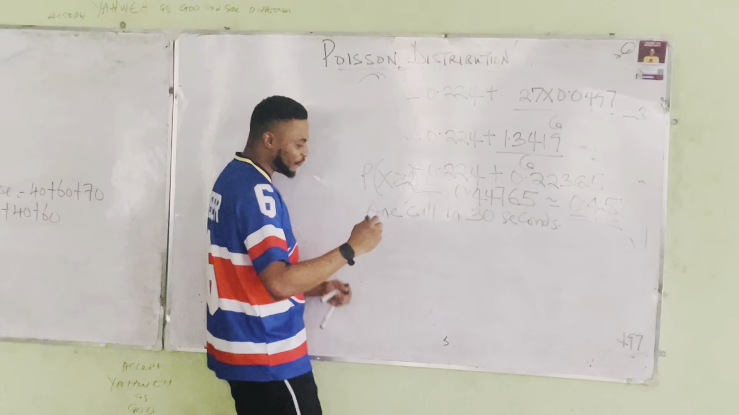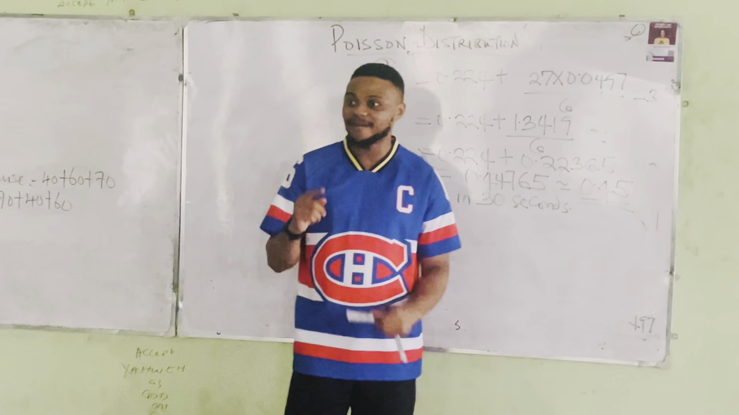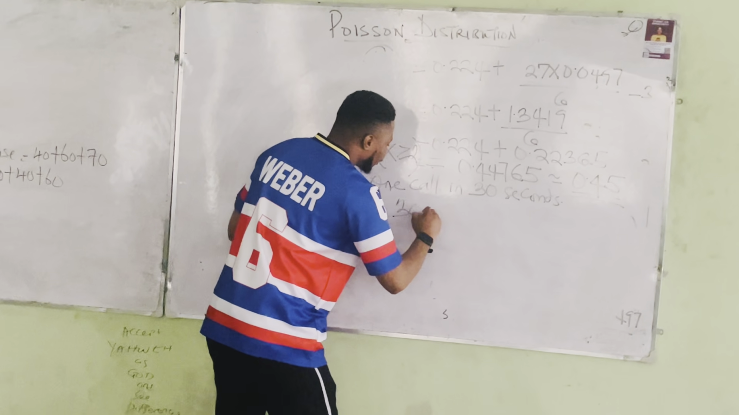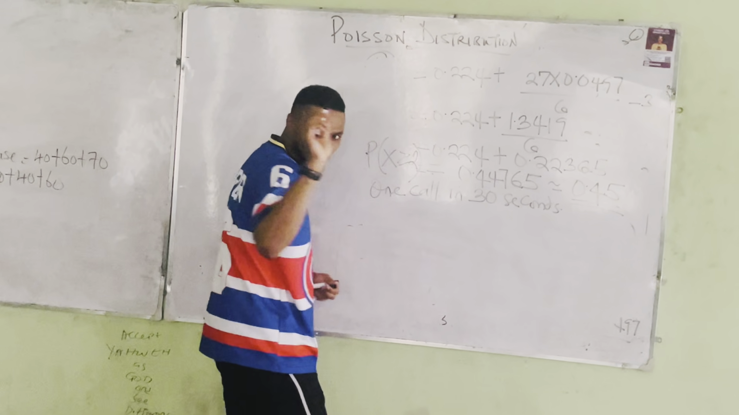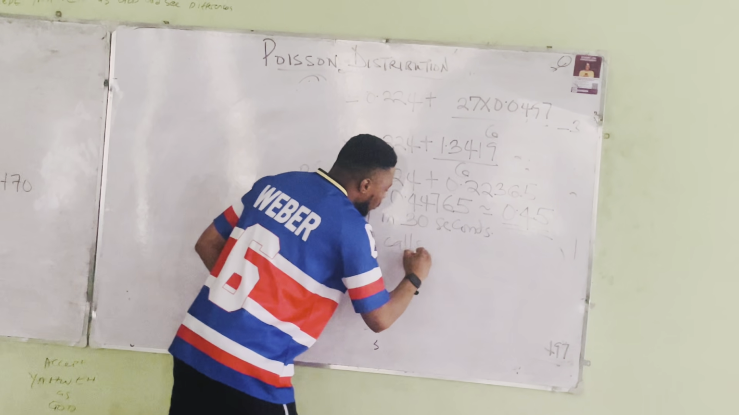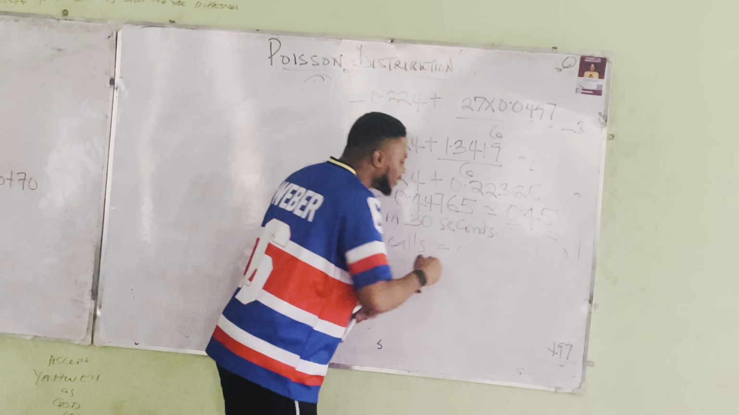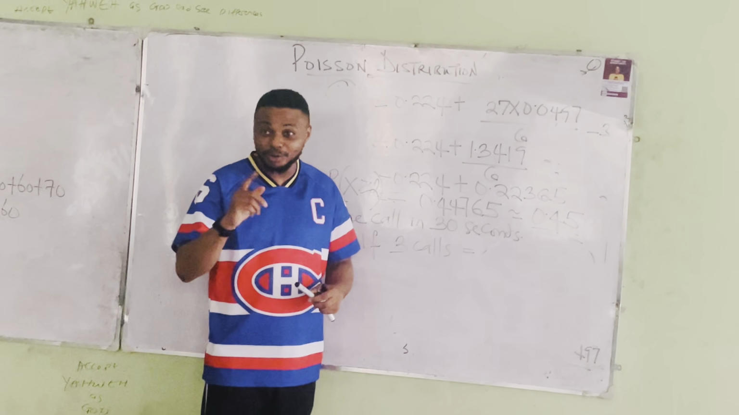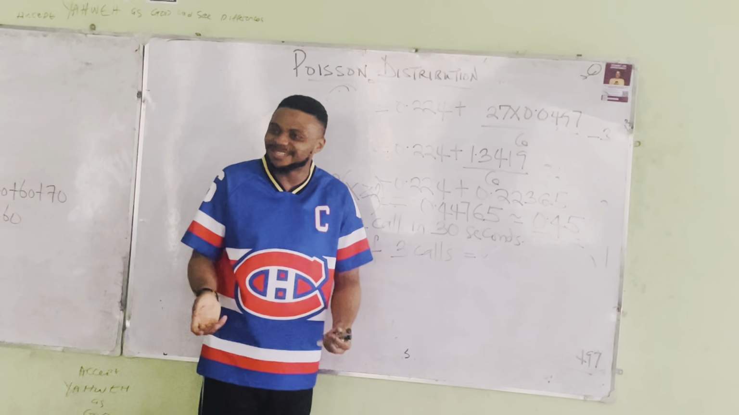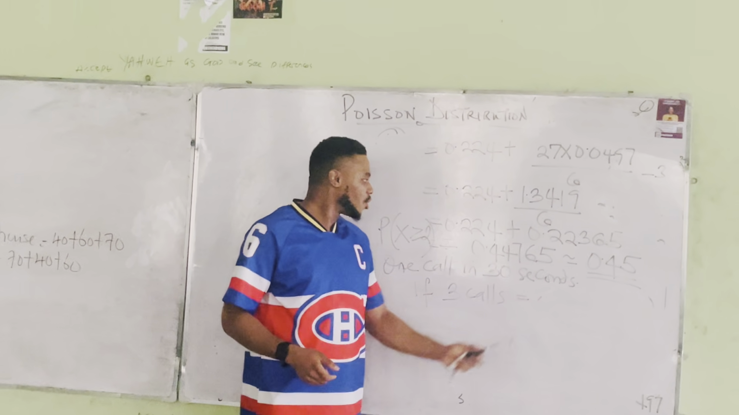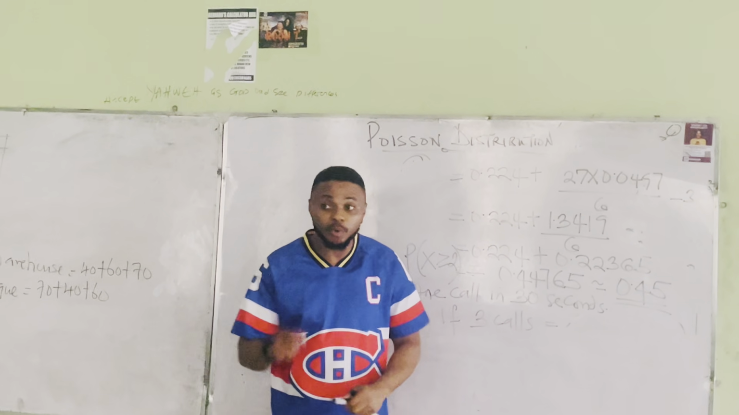We had lambda before to be 3 calls in 1 minute, right? So you say 3 calls. Now look at what we're going to do. We say if 3 calls equal to 1 minute. Now this time, because we have 30 seconds here, we will not write it in minutes, because it will not be easy. So we'll change this 1 minute to seconds.